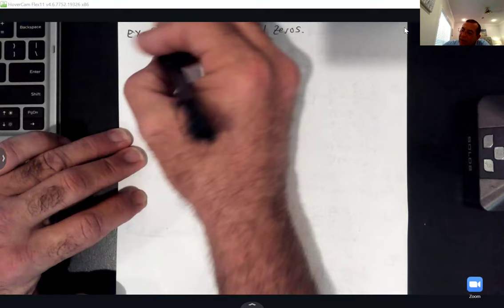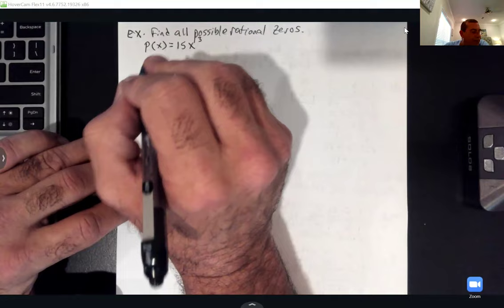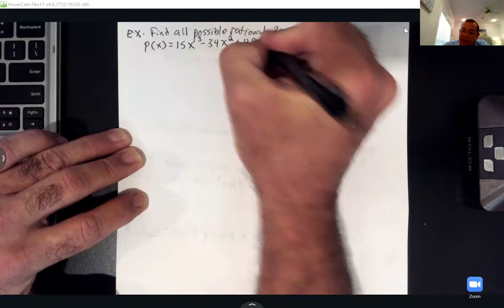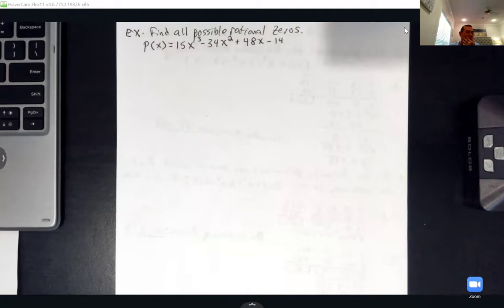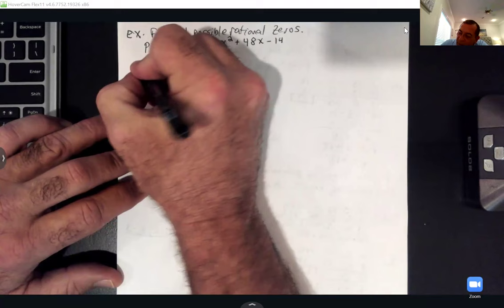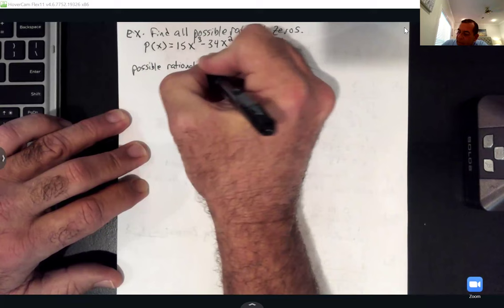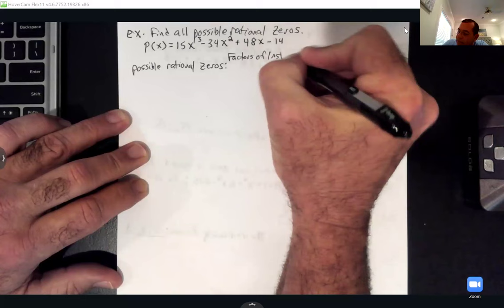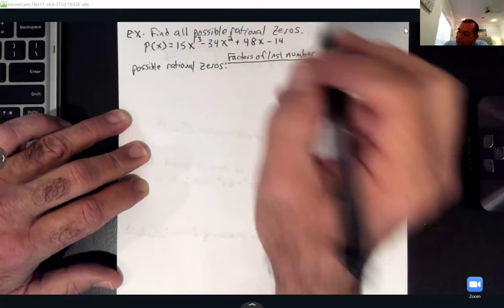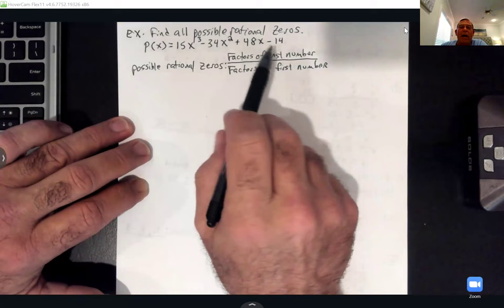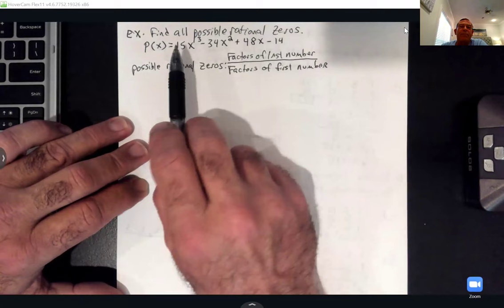But you're giving me 15x to the third minus 34x squared plus 48x minus 14. So what we had to do back in the day to find all the possible rational zeros: we had to take factors of the last number and divide them by all the factors of the first number. So I take all the factors of 14 and divide all them factors by all the factors of the 15.